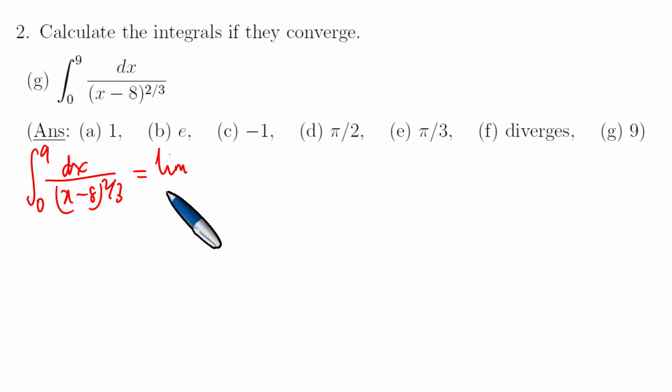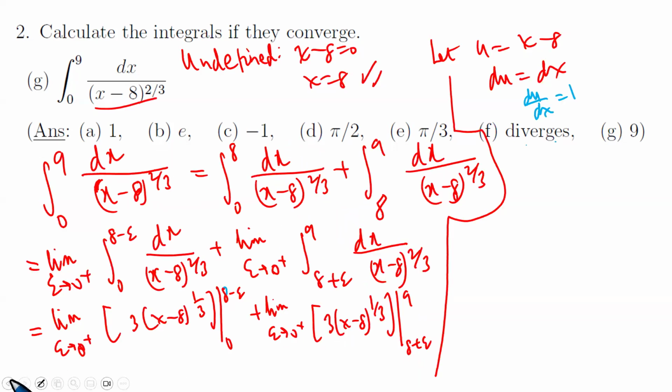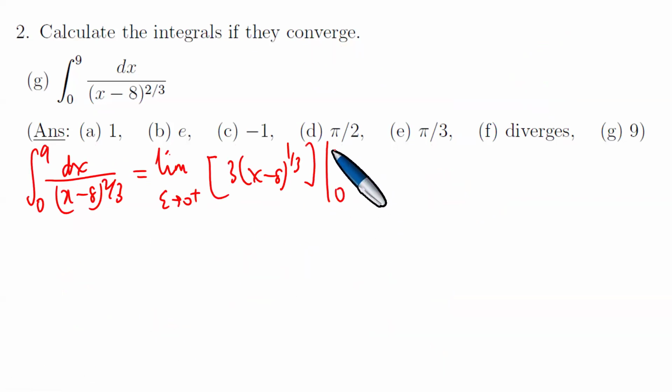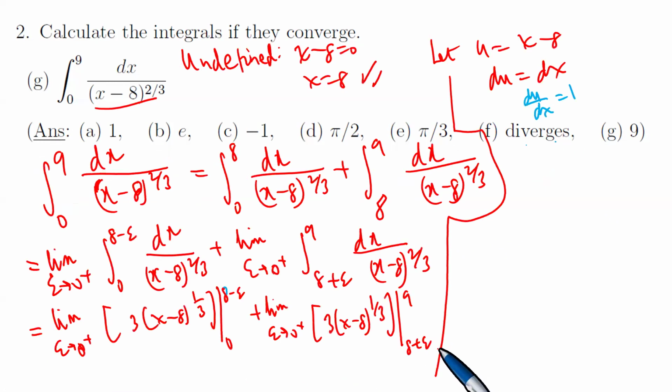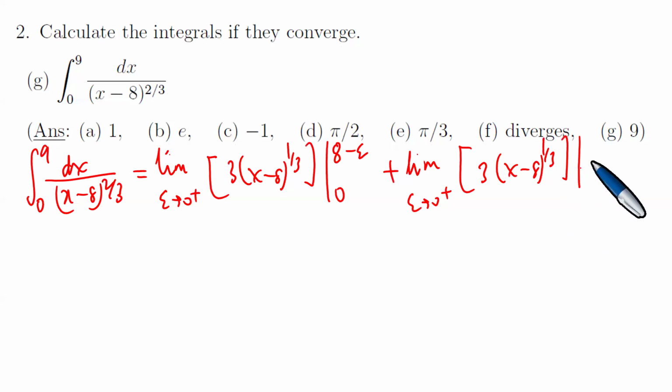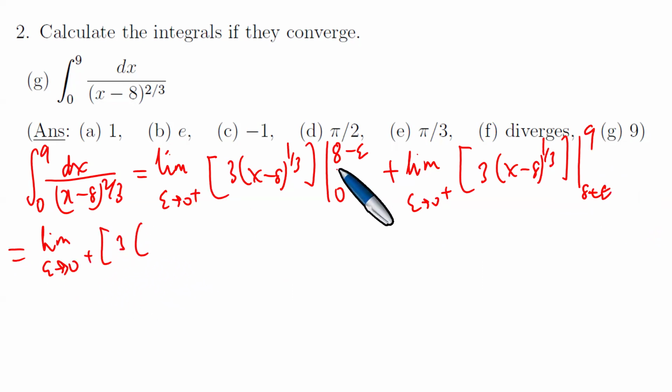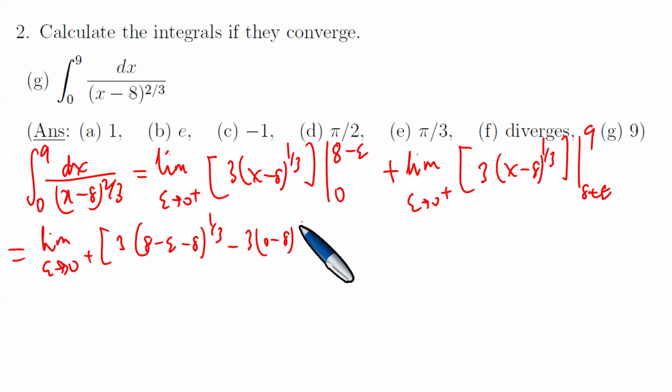Is the limit, which is 3, which is 8 minus epsilon, to the one third. And then this is 8 plus epsilon up to 9. Okay, then you just substitute everything, the limit. 3 in the place of x, you put 8 minus epsilon minus 8, to the 1/3, minus 0, minus that 1/3.